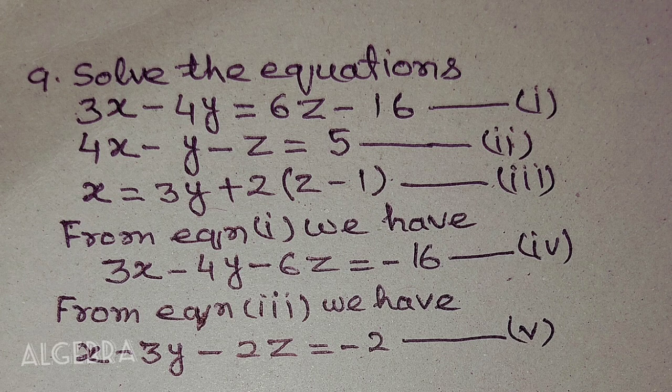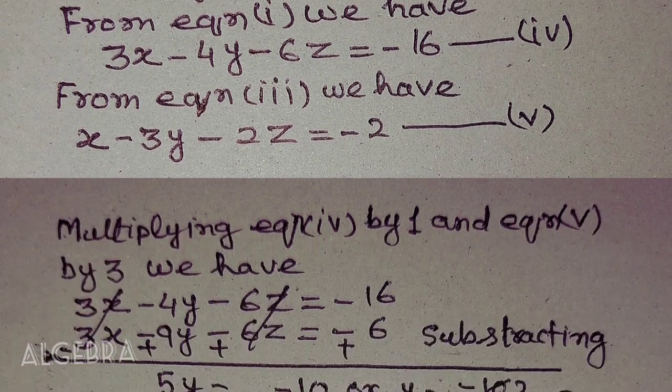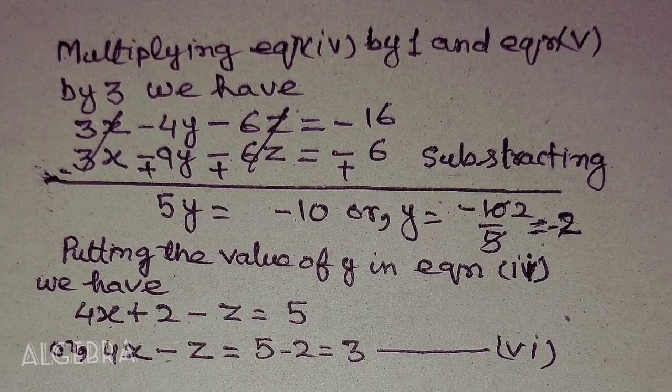Equation 3. From equation 1 we have 3x minus 4y minus 6z is equal to minus 16. Equation 4. From equation 3 we have x minus 3y minus 2z is equal to minus 2. Equation 5. Multiplying equation 4 by 1 and equation 5 by 3 we have 3x minus 4y minus 6z is equal to minus 16 and 3x minus 9y minus 6z is equal to minus 6.